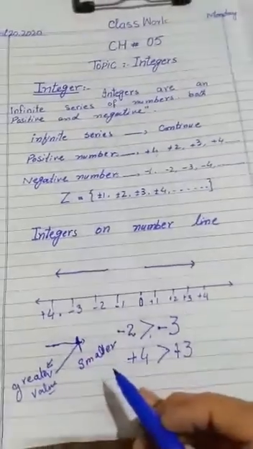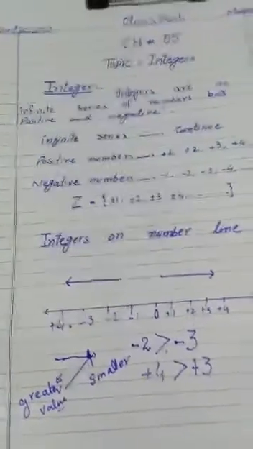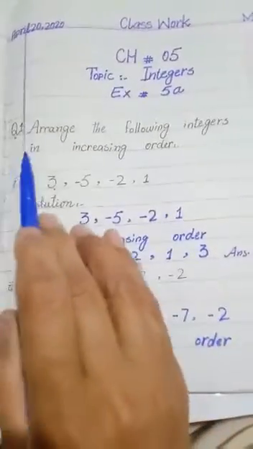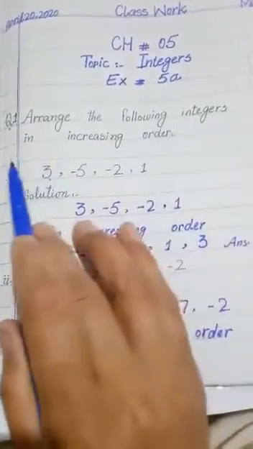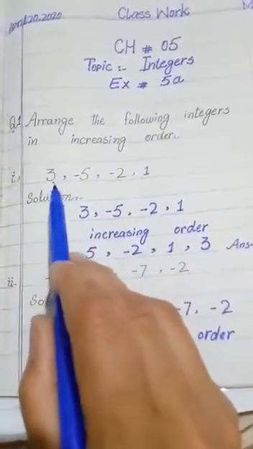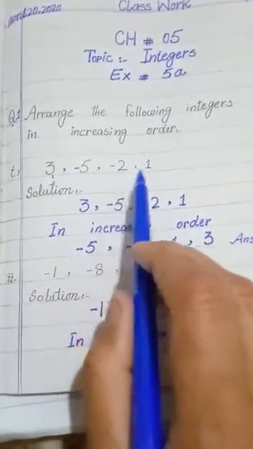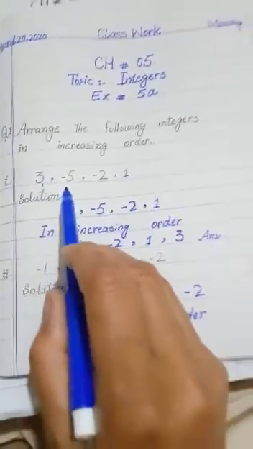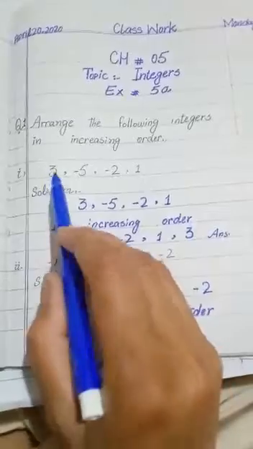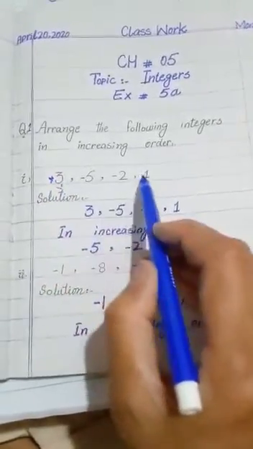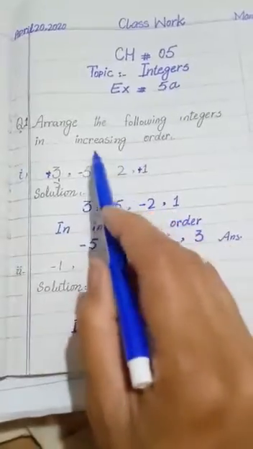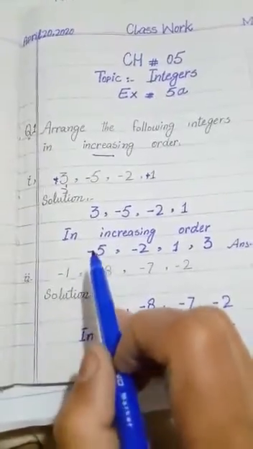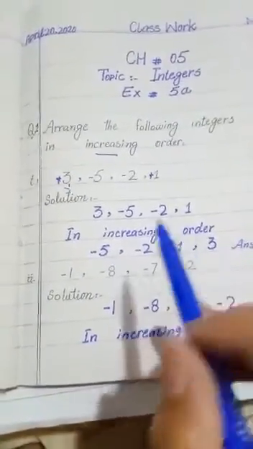Now we have to solve the exercise. In exercise 5a, question number 1: arrange the following integers in increasing order. 3, -5, -2, 1. A value with no sign written is understood to have a positive sign. We have to write in increasing order, which means starting from the smallest to the greatest values.